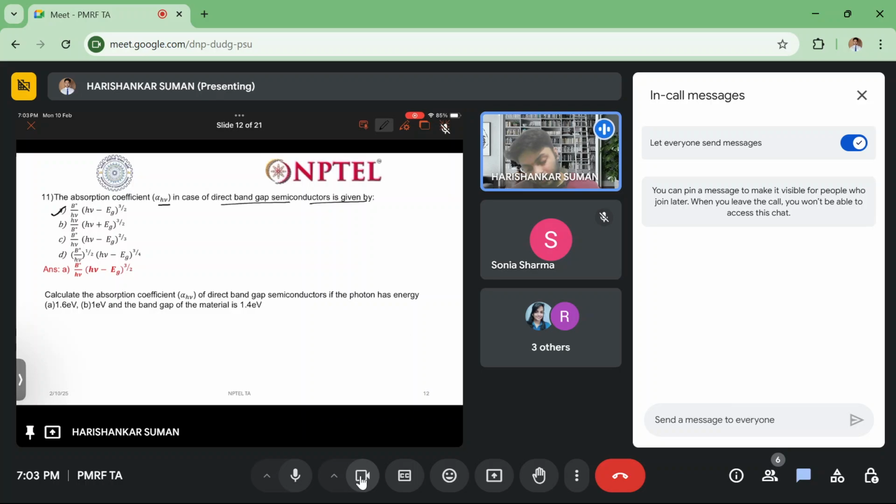So option A is correct. This is the formula. B is the constant: alpha equals B times (h nu minus Eg) to the power 3 by 2, divided by h nu. So use this equation. Let's calculate the absorption coefficient alpha of h nu in a direct band gap semiconductor.